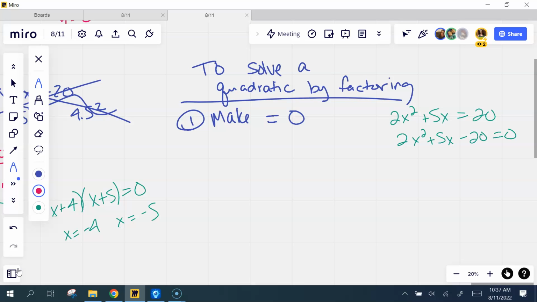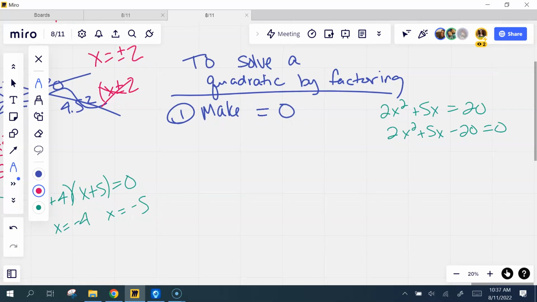Plus or minus 2? Yes. Not in factored form, but as a solution you could. So you could put x equals plus or minus 2, but don't do this, because it's not actually plus or minus 2, it's actually plus and. You know what I'm saying? That says do one or the other. Okay, make it equal 0, number 1.